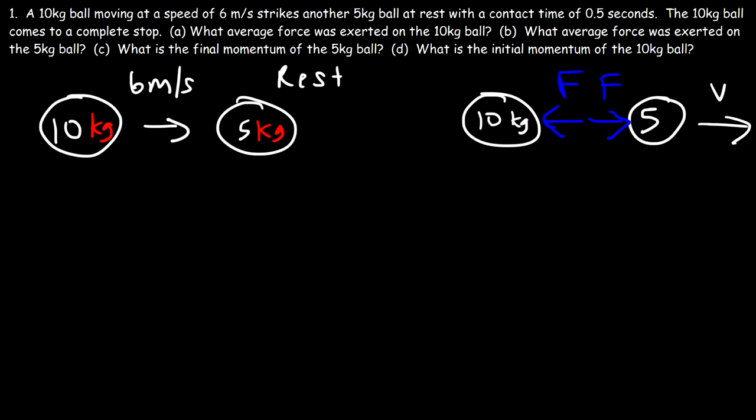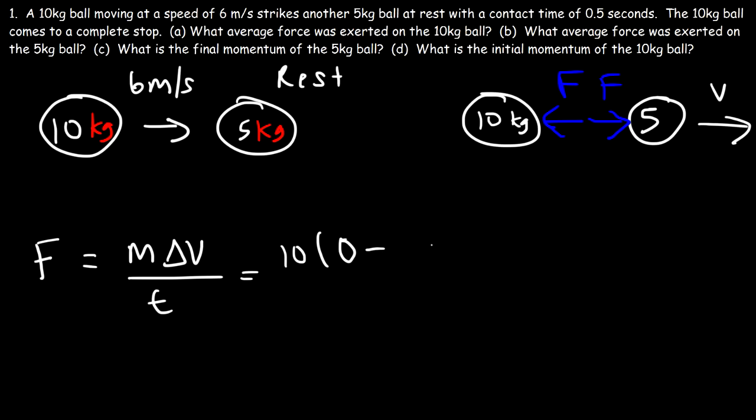So let's calculate the average force exerted on the 10-kilogram ball. So force is equal to the change in momentum over time. So the change in momentum is mass times the change in speed divided by time. So we have a 10-kilogram mass. Now, the 10-kilogram ball comes to rest, so the final speed is 0. And the initial speed, or the initial velocity, is positive 6 because it's moving to the right. So it's like 0 minus positive 6, which ends up being negative 6. And the contact time is 0.5.